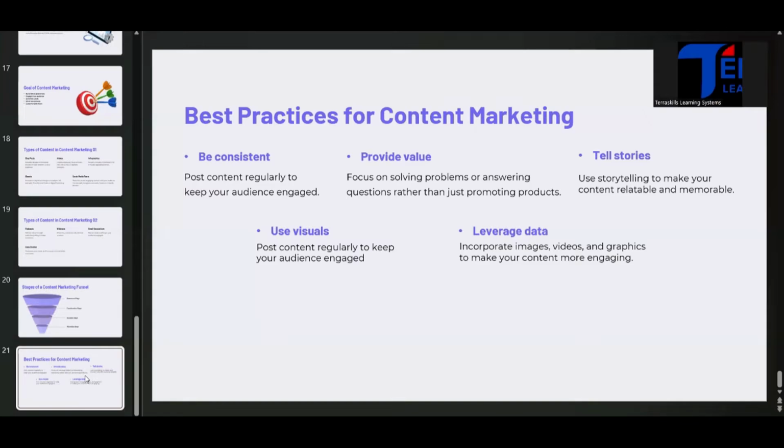So lastly, we have leveraging data. Now, this simply means using analytics to understand what works and what doesn't work and adjust your strategy accordingly. So one of the things about content marketing is the fact that you need to try out different things, right, to see what works because the internet is a very fast-paced platform. So a lot of things come up every day. Algorithms change, taste, people's qualities change, like a lot of things change.